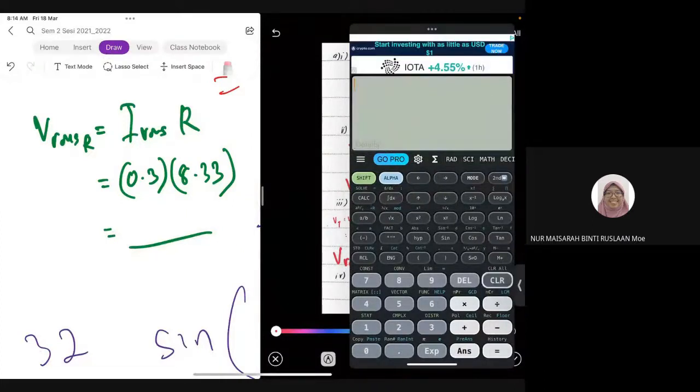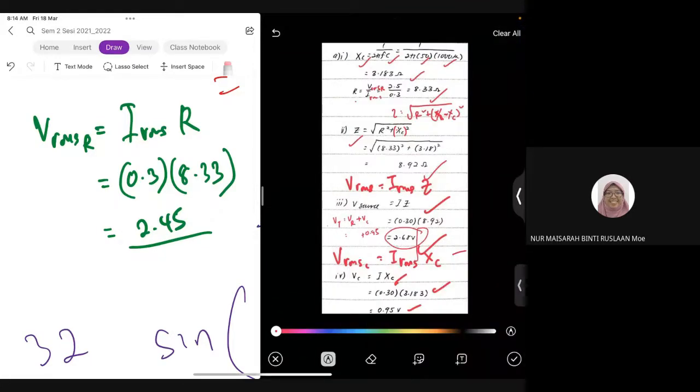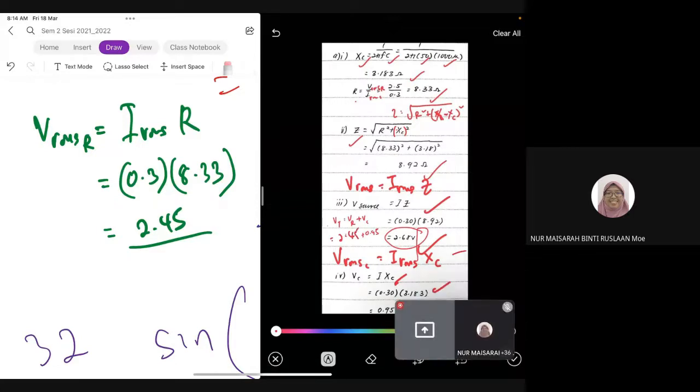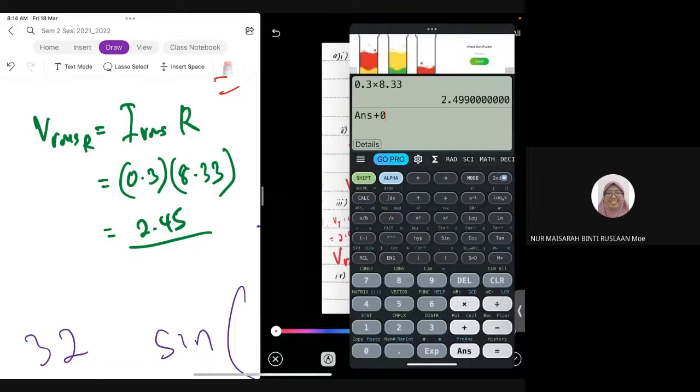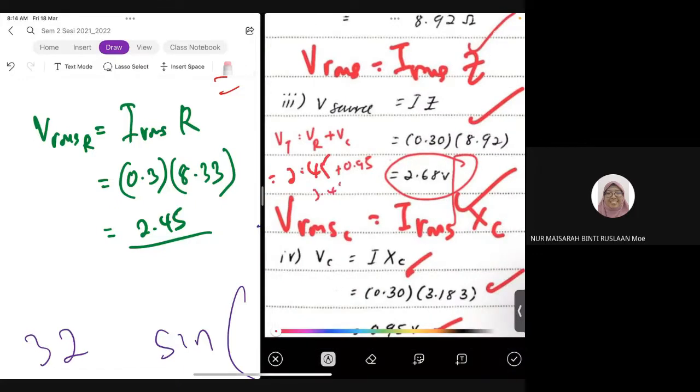0.3 darab 8.33. So 2.45. So 2.45 tambah 0.95. So you dapat 3.45. So this one you dapat 3.45.